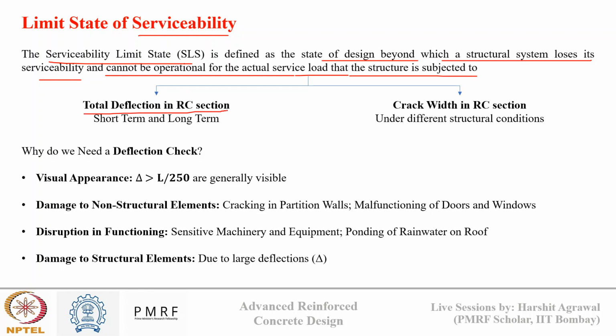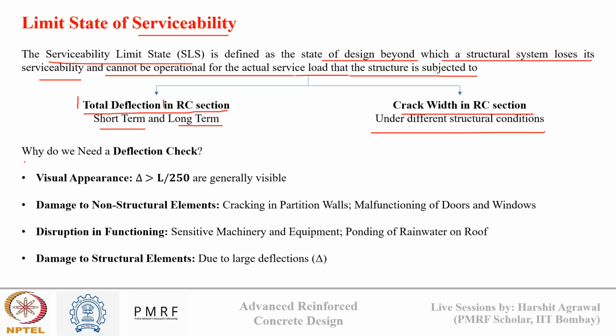First is the total deflection in the RC section, which can come in both short term and long term, and second is the crack width in the reinforced concrete section under different structural conditions. Okay, so we'll see each of these criteria, deflection and cracking, one by one. Let's first start with the deflection part.